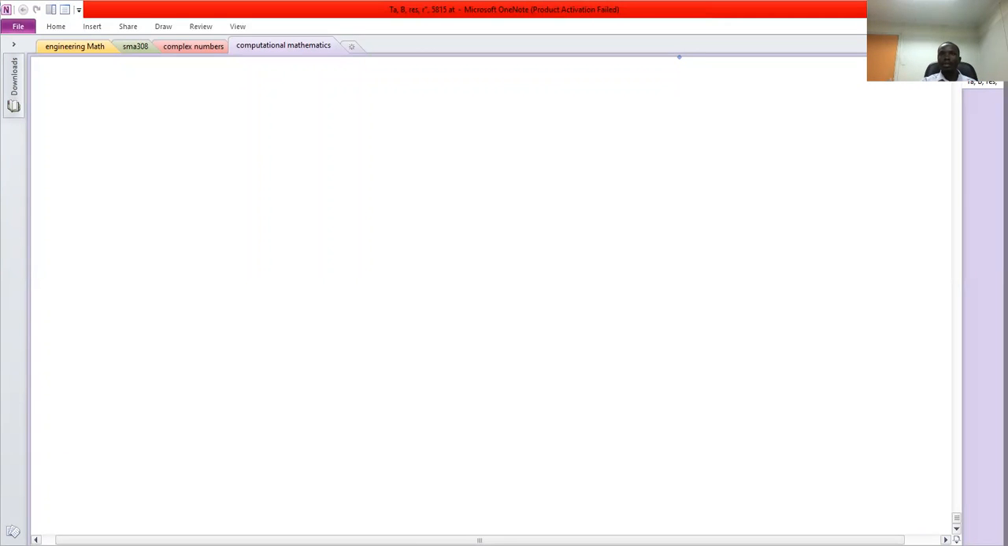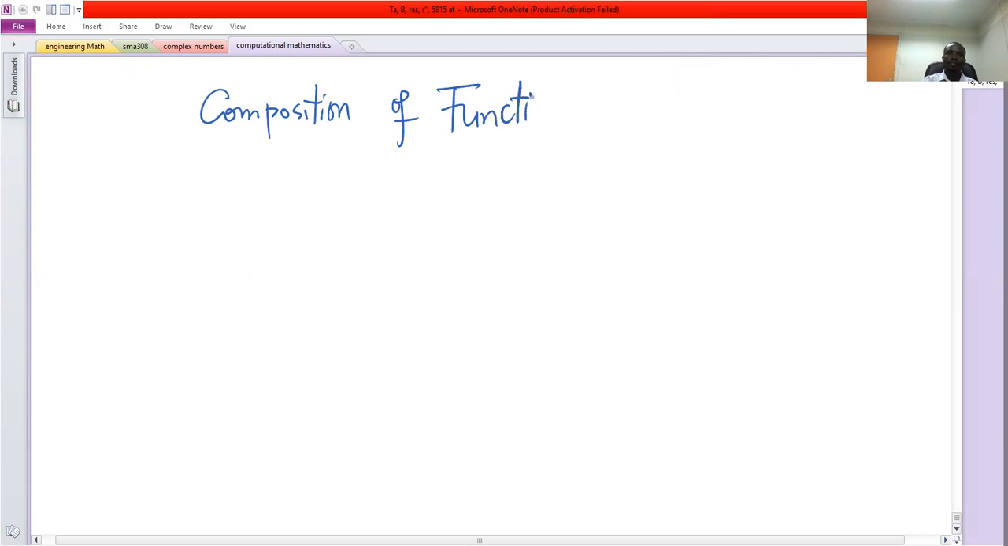Welcome to this session. In this session, we are still going to give more examples on composition of functions. So, examples.